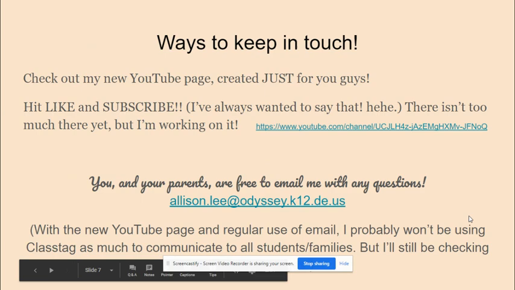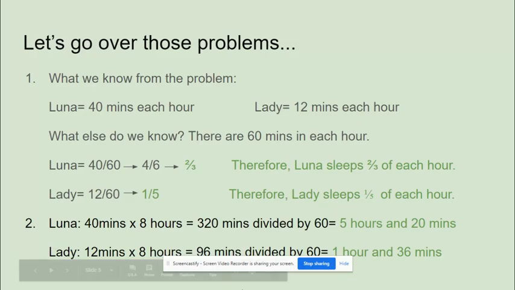And Lady, whoops, well, go back. Lady sleeps 12 minutes for each hour. Multiply that by 8 hours, which is 96 minutes. Divide that by 60, and that would be 1 hour and 36 minutes. Since 1 hour is 60 minutes, add the extra 36, so about an hour and a half.